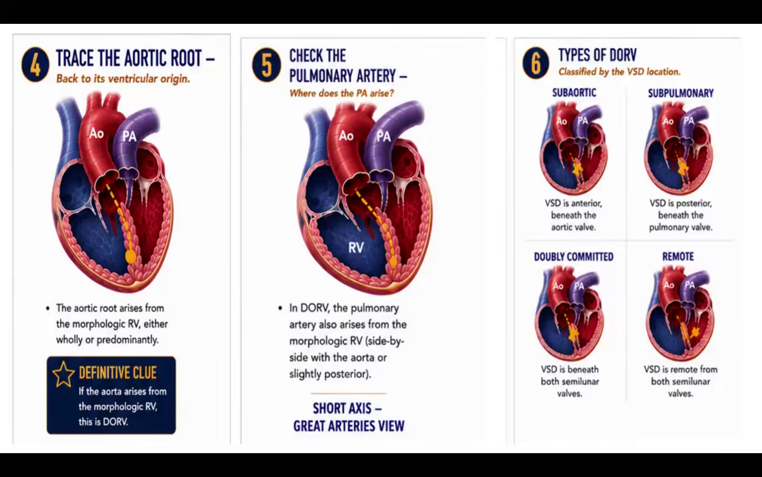Okay. Now, as we mentioned earlier, the different types, and that VSD is what's going to help you know which type you're seeing. So whether it's subaortic, or subpulmonary, or is it doubly committed? So that's really a large VSD connected to both of those great arteries, or is it remote? Okay.